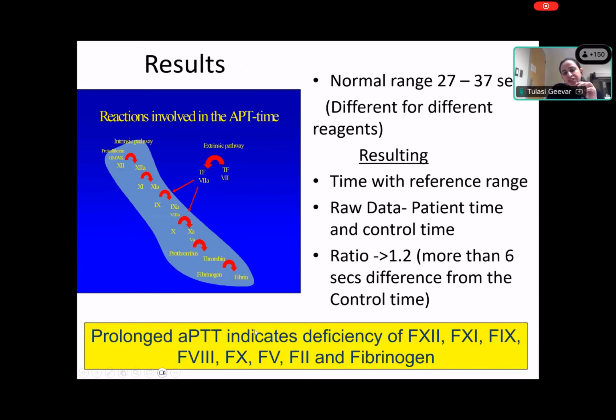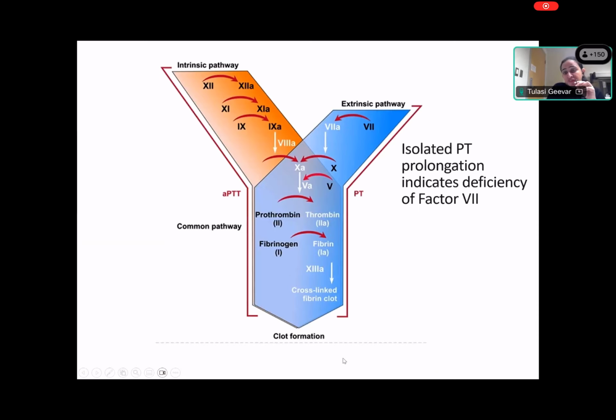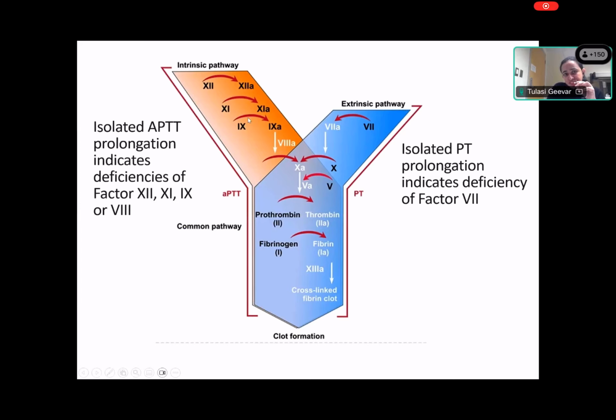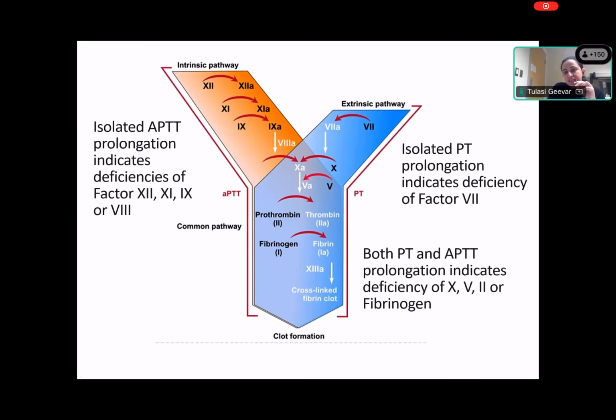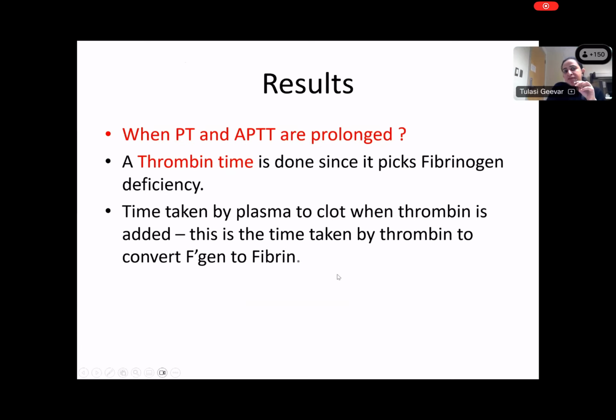So a prolonged APTT indicates deficiency of factor 12, 11, 9, 8, 10, 5, 2, or fibrinogen. When you have an isolated prolongation of PT, it indicates deficiency of factor 7. Isolated prolongation of APTT indicates deficiency of factor 12, 11, 9, and 8. Prolongation of both PT and APTT indicates deficiency of components of the common pathway: 10, 5, 2, or fibrinogen. When both PT and APTT are prolonged, a thrombin time can be done. A thrombin time contains thrombin, and this picks up fibrinogen deficiency. So it is the time taken for the plasma to clot when thrombin is added.